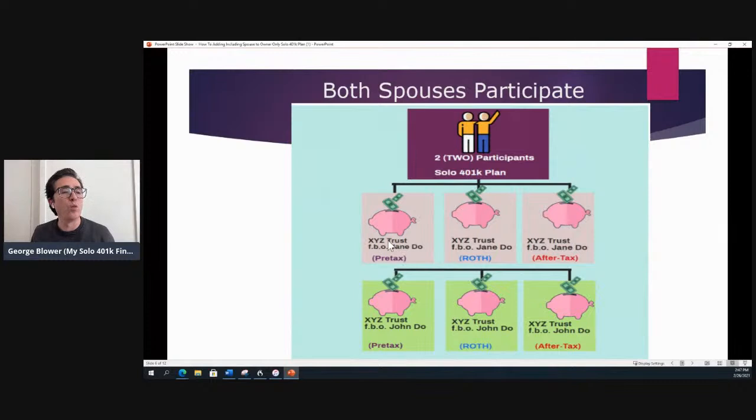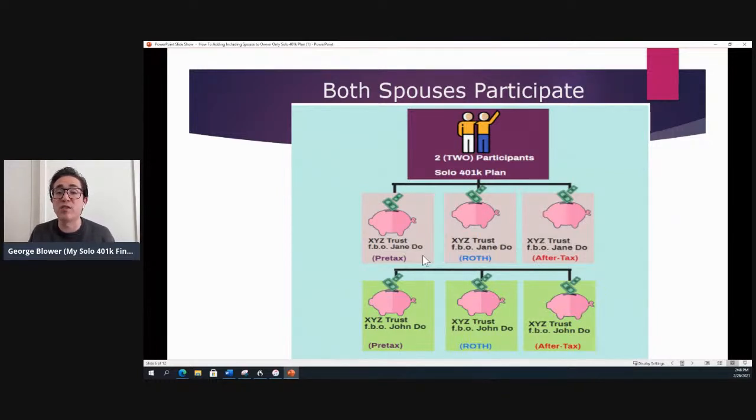So let's say that one of the participants, like in this situation, Jane, has $40,000 in her pre-tax account and $60,000 in her Roth account. So Jane can borrow up to $50,000. For purposes of figuring out how much she can borrow, you look across the whole plan. She can't borrow more than 50, but she can go up to 50 because her total plan value is 100,000, right? We said 60 in one and 40 in the other.